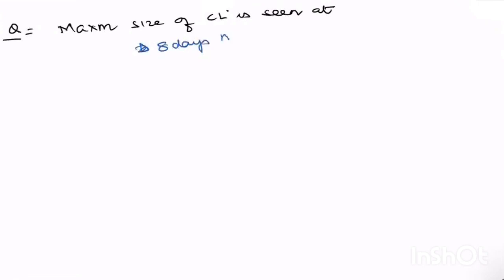Now, continue writing questions. Next question. Maximum size of corpus luteum is seen at. So when is the maximum size of corpus luteum seen at? It is seen at 8 days after ovulation. So either the option will say 8 days after ovulation, or you can say day 22 of the cycle.